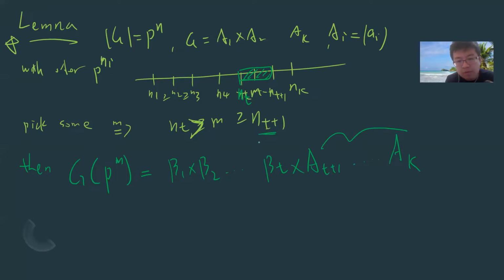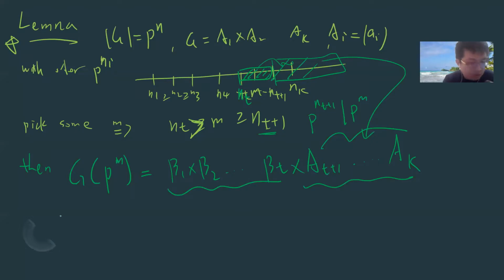Obviously, for the groups after t, where Ni is smaller than M, this is trivial, because every element in them has order at most p to the Nt+1. But p to the Nt+1 divides p to the M. So all these groups naturally fall into G[p^M] by definition. How about how to quantify B1 up to Bt?